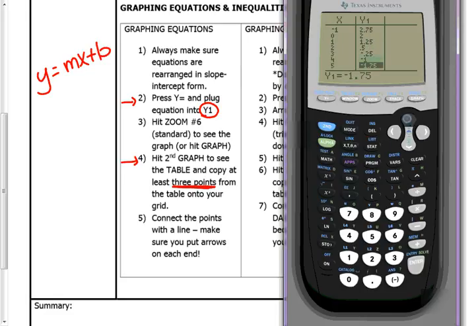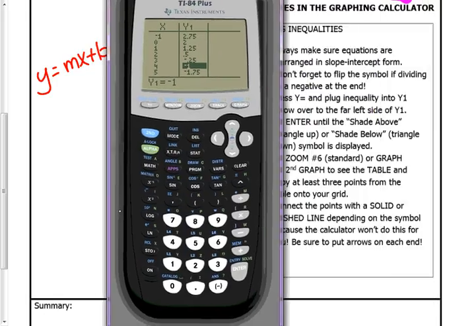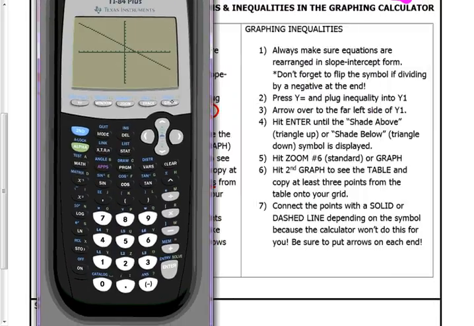And you want to use your arrows up or down until you find 3 good points, okay? So I can plot another point at 4, negative 1. So I would just copy down on my graph paper, connect the dots, and that's how you do it in the graphing calculator. You want to make sure that on your paper it does look like that, okay?